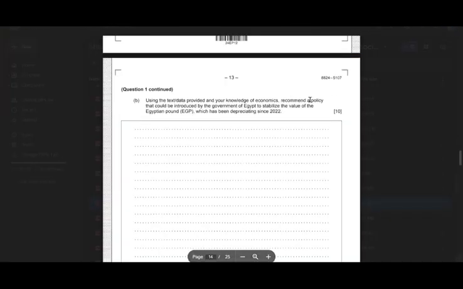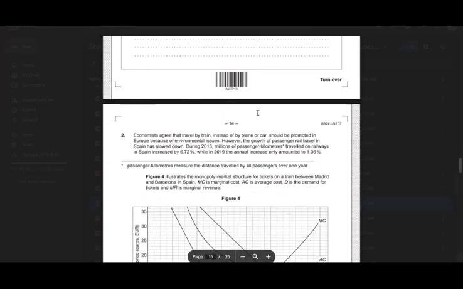In this case, that conclusion will be recommend a policy. So you're going to talk about a couple of things that they can do, and then finally give your opinion on what they should be doing.